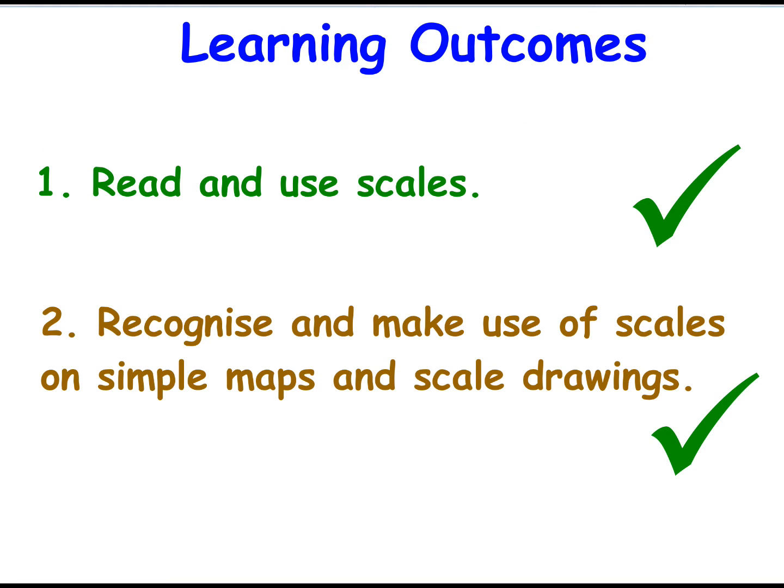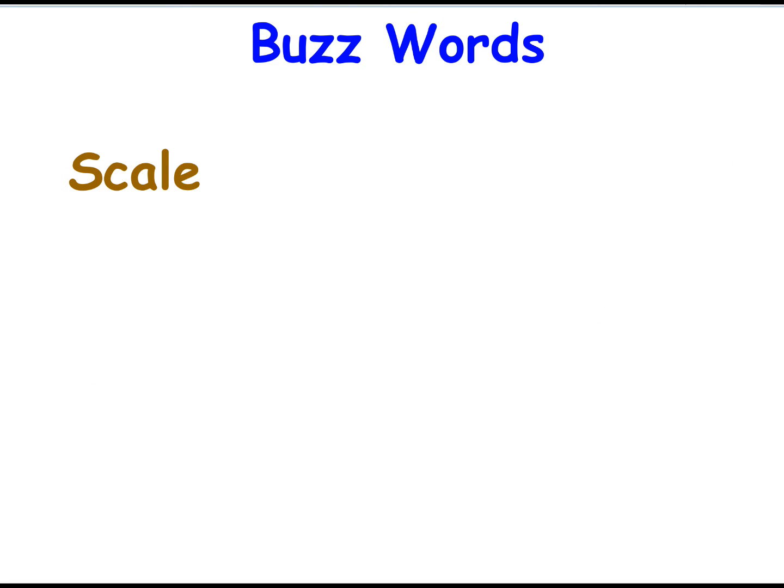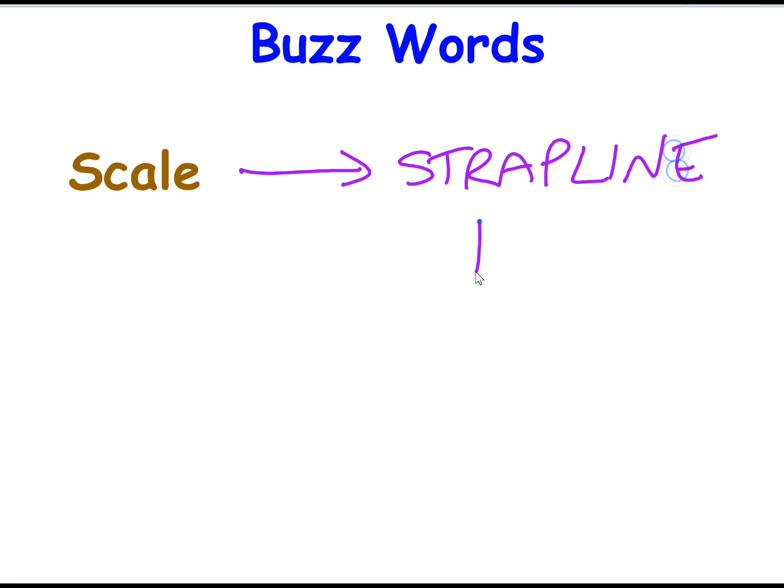And that concludes our learning outcomes, which we covered at the same time, which was to read and use our scales and also recognize and make use of scales on simple maps and scale drawings. And as far as map and drawing scales are concerned, they are just a method of giving you a strap line to a ratio.